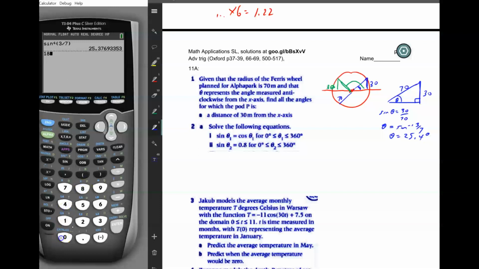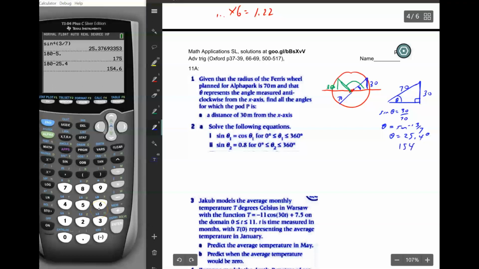So 180 minus 25.4. And so the other angle would be 154.6 degrees. Okay, that would be the second theta angle.